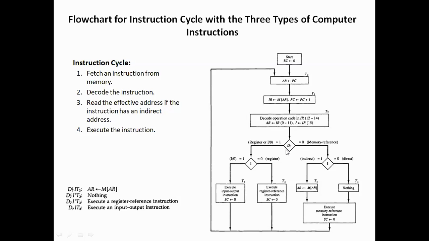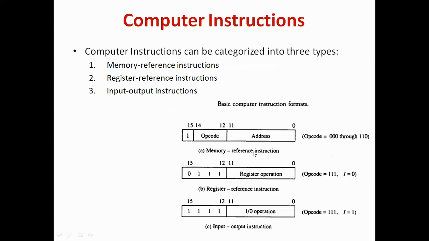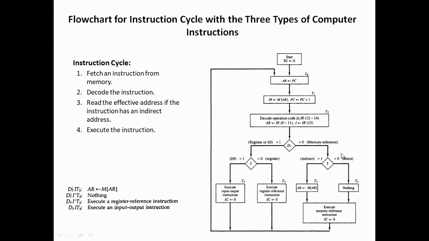Good. Now if we go in this direction, in memory reference instruction, again, we have two types. Either it will be a direct address thing or an indirect address thing. We know how to recognize that. If this I bit is 0, it is a direct address memory reference instruction, and if it is 1, then it is an indirect address memory reference instruction. So we just have to check the I now. If the I is 0, it is direct. If it is 1, it is indirect.